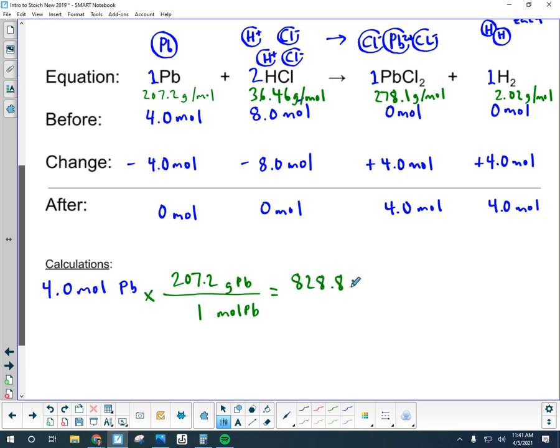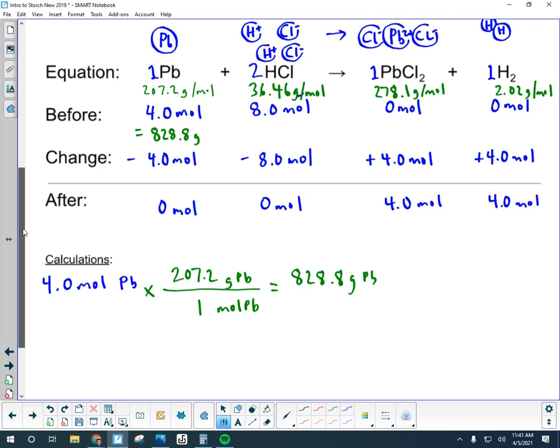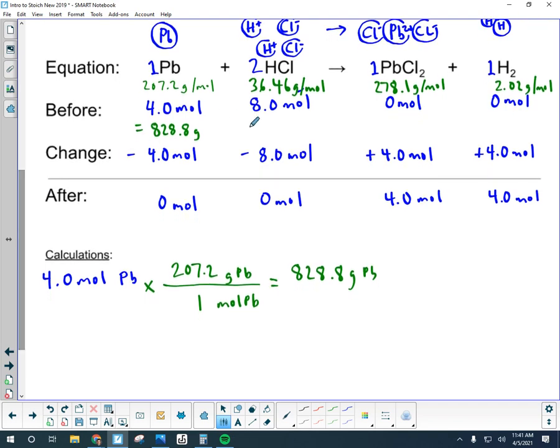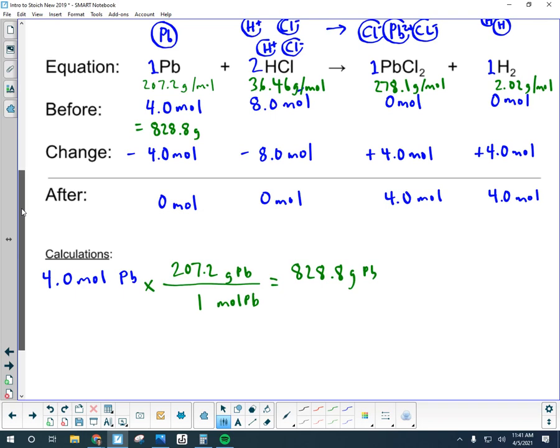828.8 grams of lead is the mass of 4 moles. I'm going to jot that down right underneath the 4 moles because it's equal. That 4 moles equals 828.8 grams. So that's the mass of one of my reactants. I'm reacting it with 8 moles of HCl.